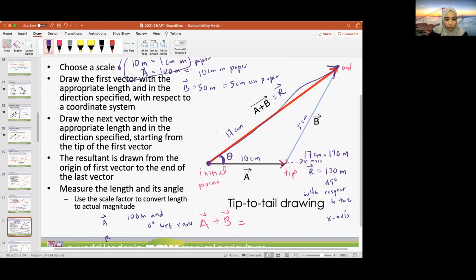And then they can say for B, B is 50 meter and has a direction of, looks like, 75 degrees with respect to x-axis. So when they give you a statement like this, you have to draw it yourself lah. Okay. So when they give you angle, it's always with respect to the positive x-axis. Okay, always. Okay. Any other questions? Good question. Good catch.